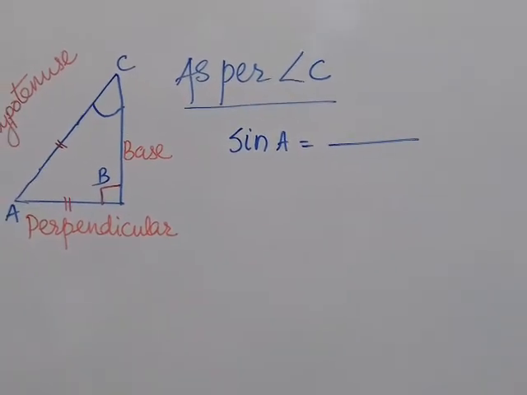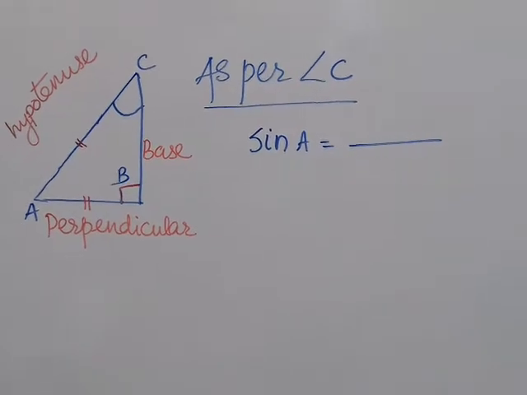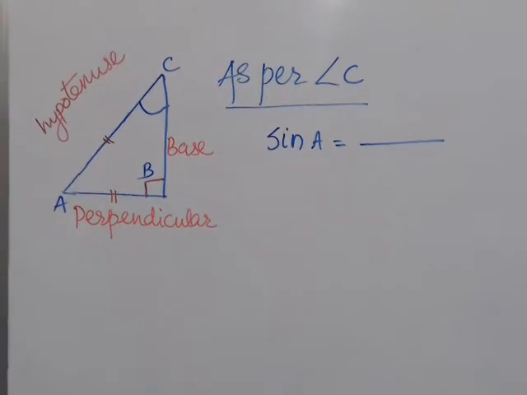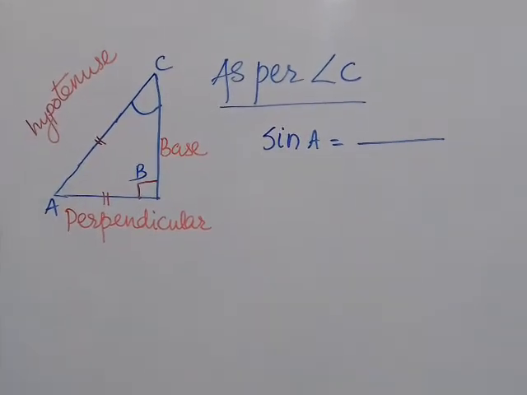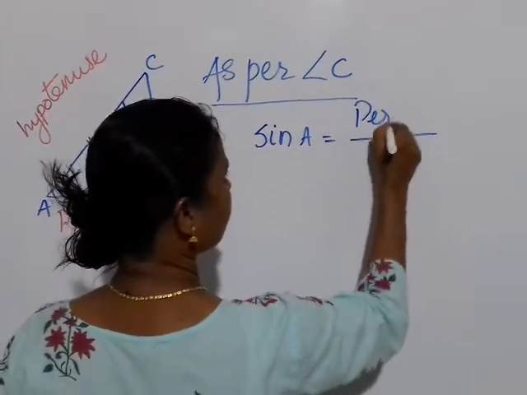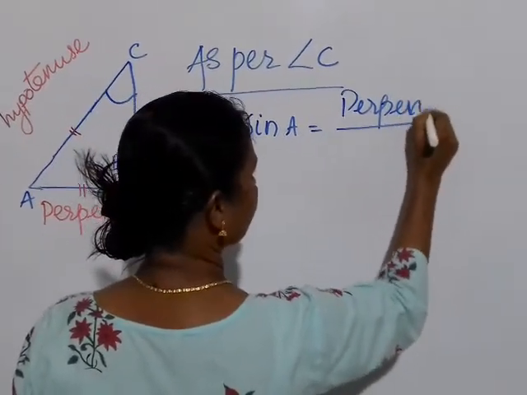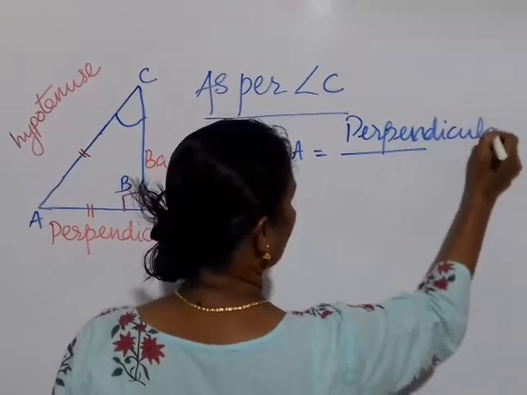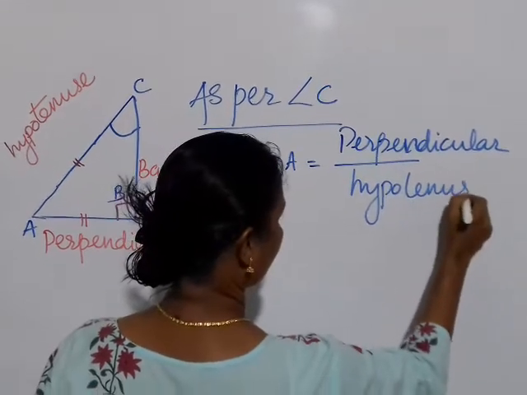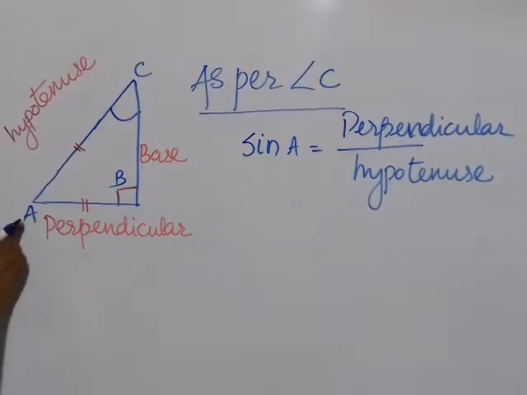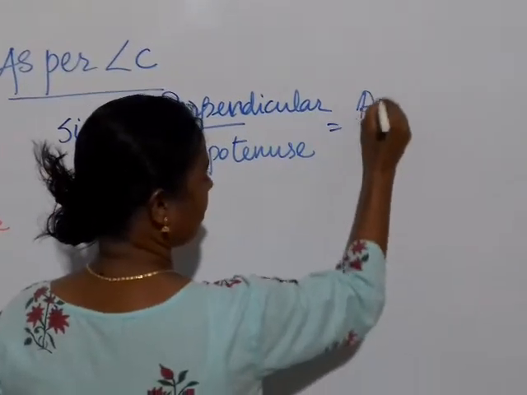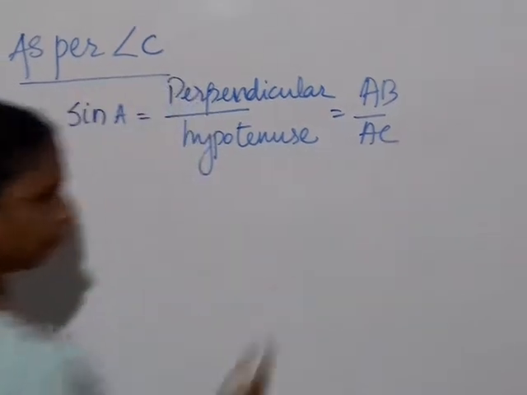I have given one technique. What is the technique? Pandit Har. Pandit Har. P by H. So P by H. Okay, understood? Pandit Har means perpendicular divided by hypotenuse. What is perpendicular? AB, hypotenuse AC. So it will become AB divided by AC.